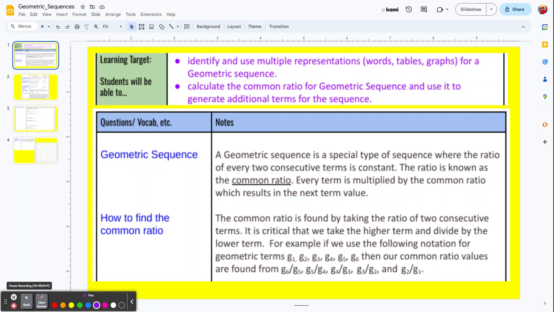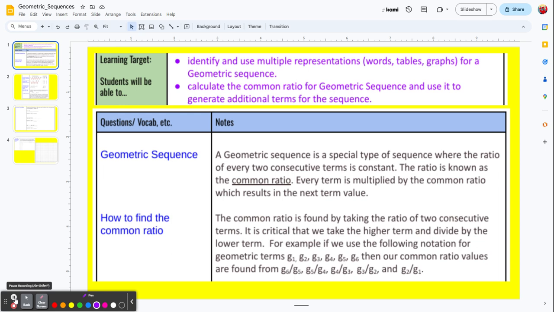The purpose of this video is to introduce geometric sequences. We're going to be able to identify and use multiple representations, i.e. words, tables, and graphs to represent a geometric sequence, and to calculate the common ratio for a geometric sequence and use it to generate additional terms for that sequence.